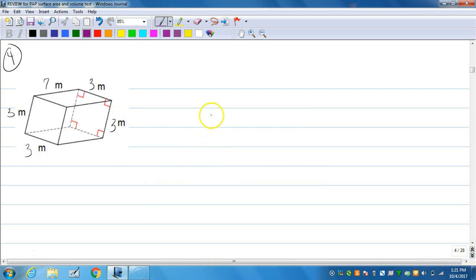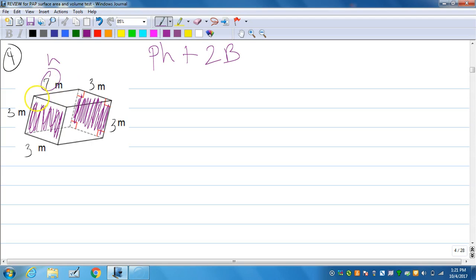4. Another box. This is the base. This little square right here. Alright, these are the bases. So the box needs to be stood up. So Ph plus 2B. This is the height, because the box needs to be stood up. Alright? The perimeter of the base, it's 3, that's 3, this is 3, and that's 3. So 3 plus 3 plus 3 plus another 3, or 3 times 4, you get 12. The h was 7.